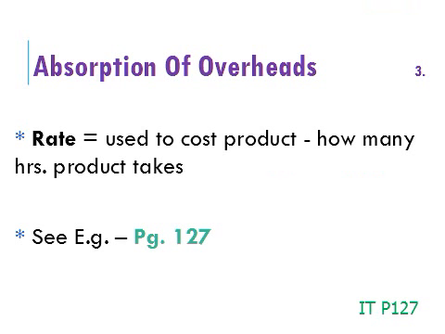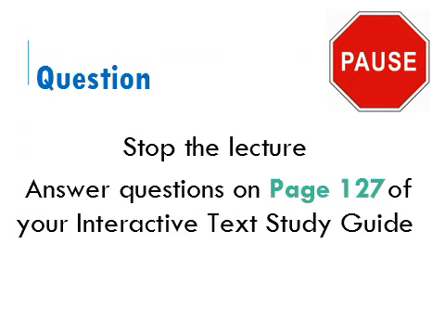Then the overhead absorption rate is used to cost each product, depending on how many relevant hours each product takes in each production center. For an example of product cost allocation, see the example on page 127 of your interactive text study guide. Stop the lecture. Answer the questions on page 127 of your interactive text study guide.